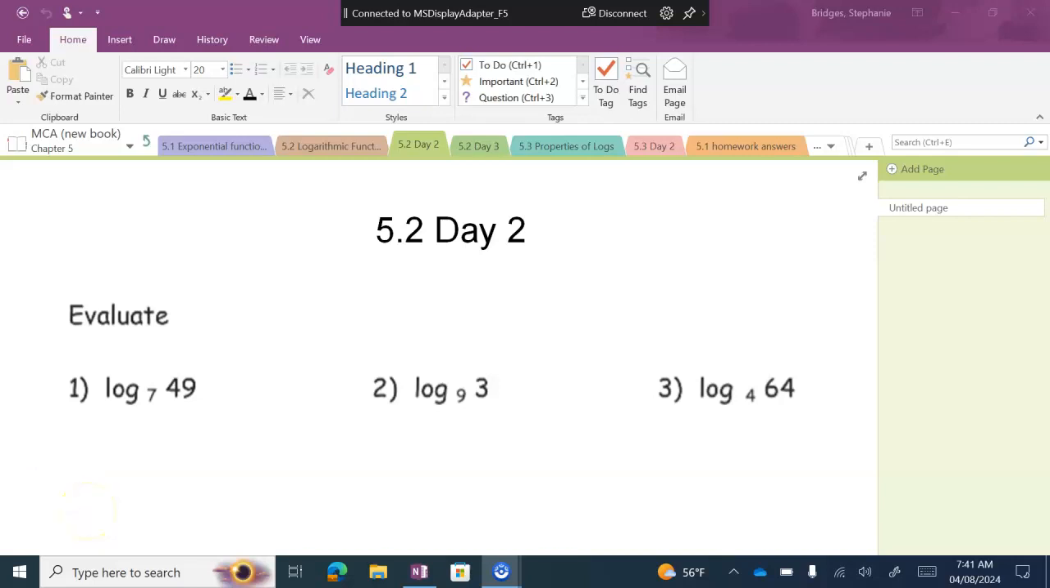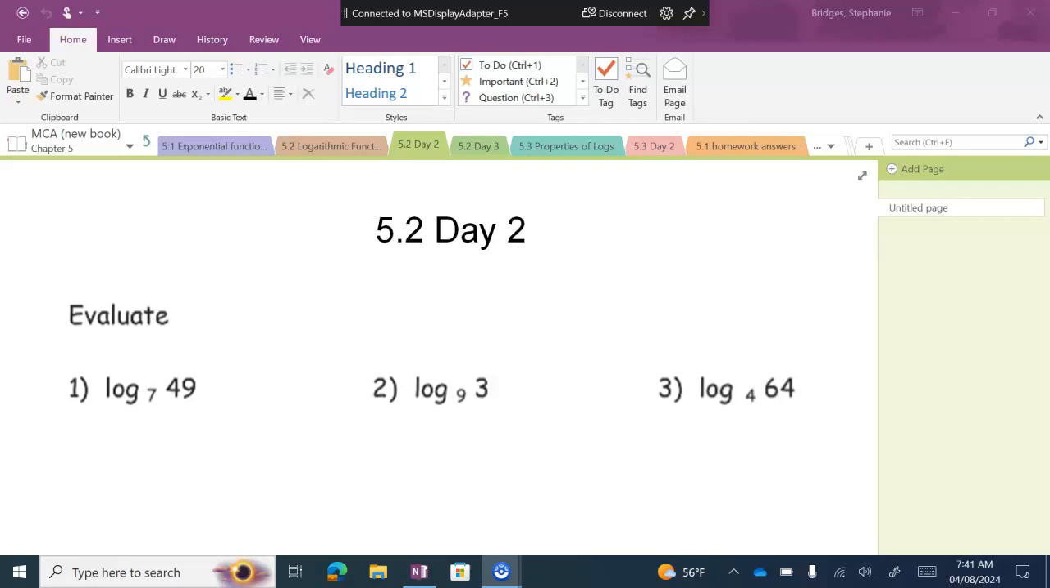Okay, so I mentioned it on Friday that our calculators only work with common logs, so log base 10. So when we have a log that has a different base besides 10, we're going to have to simplify it a different way. Okay, we can't use our calculators just yet.